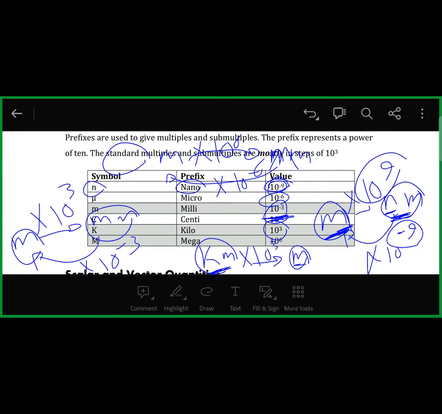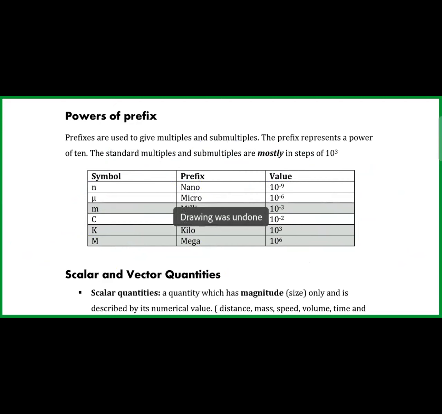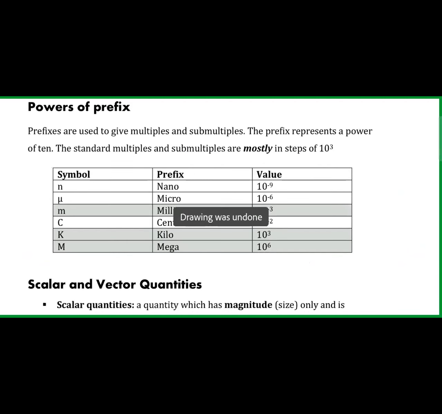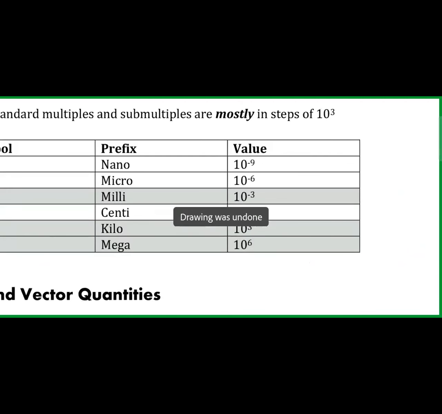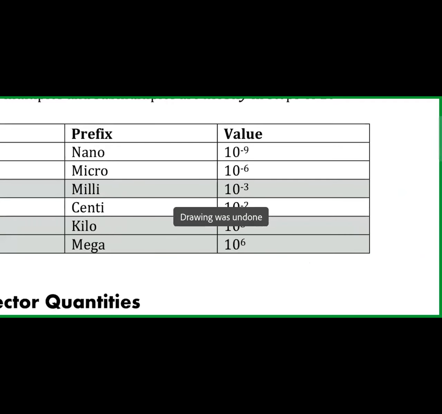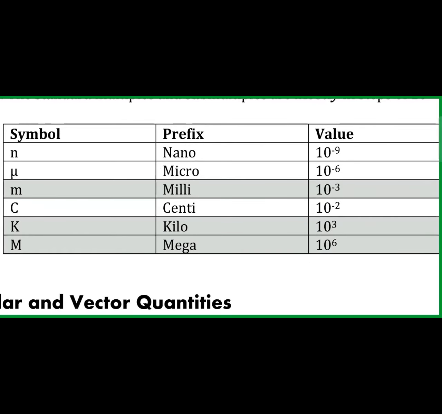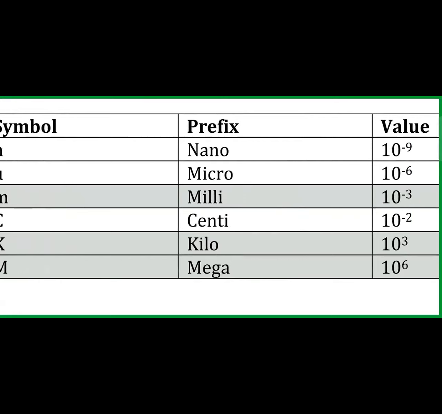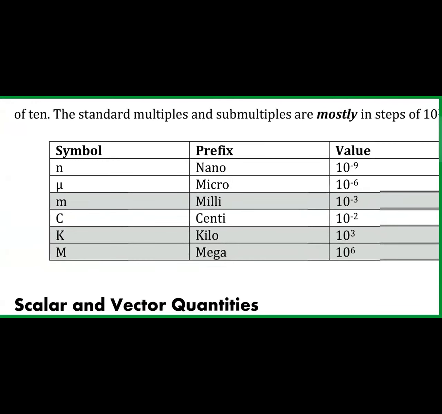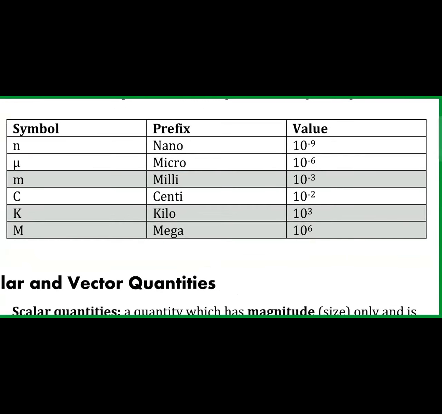You must keep this table as you see. 10 to the power negative 9 from what? From the unit, from meter or second or gram. Micro, the symbol mu. 10 to the power of negative 6 from what? From the unit. Millimeter, milli. 10 to the power negative 3 from the unit.